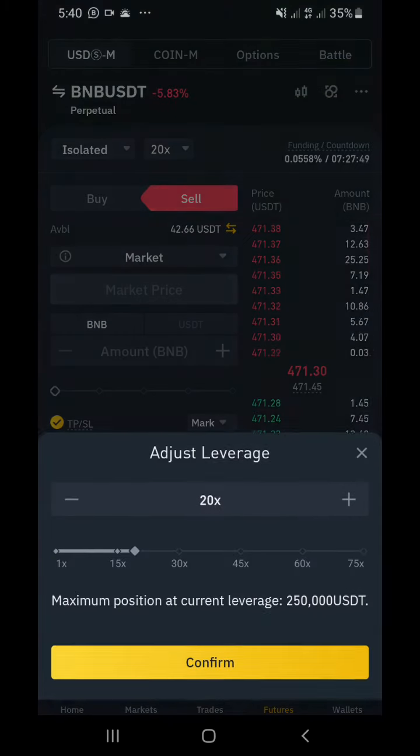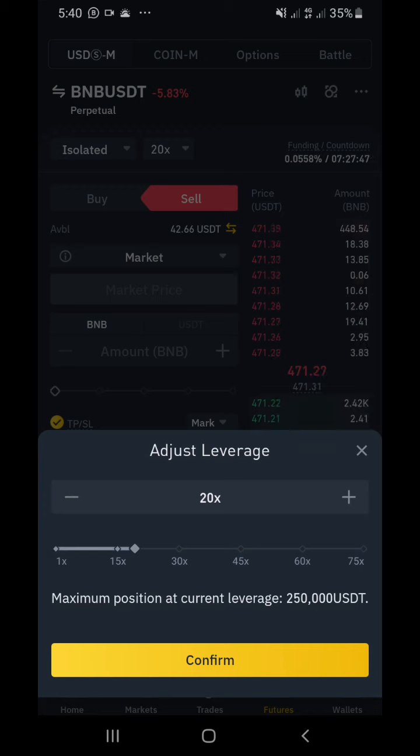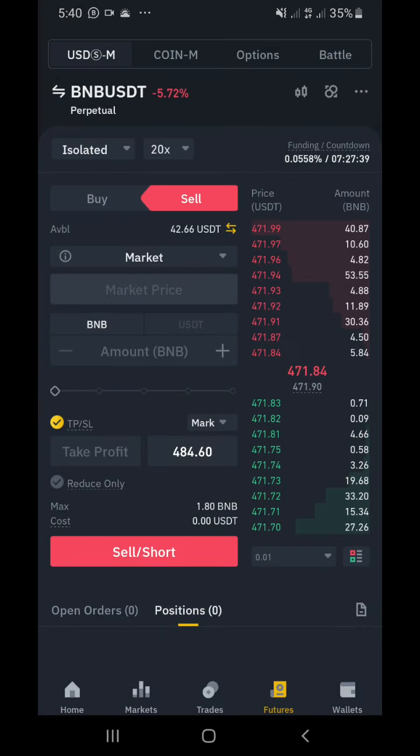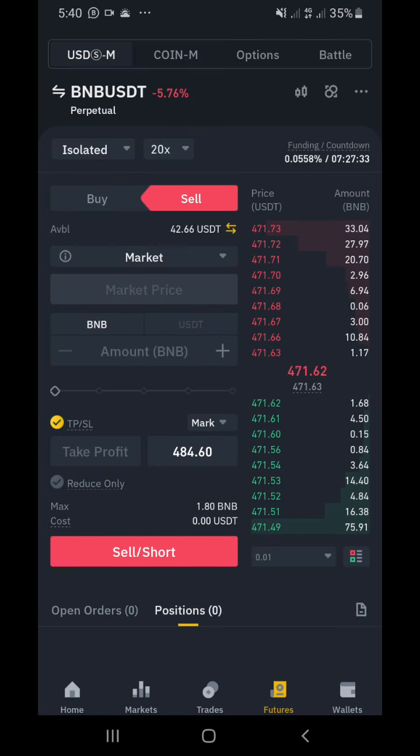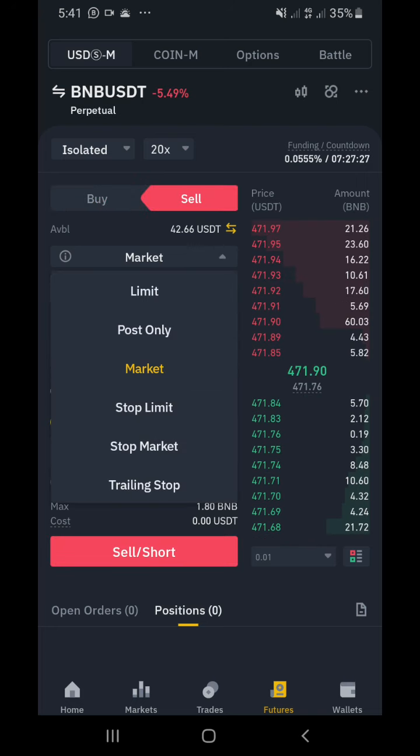Now I love 20x. So 20x is your leverage. It's how much you are willing to carry a particular trade. I love to put it at 20x. Recently, Binance removed 100x because that's too much, and that's because of regulators. Now you can see buy or sell, buy or sell, buy or sell. All right, now you can put this on market.